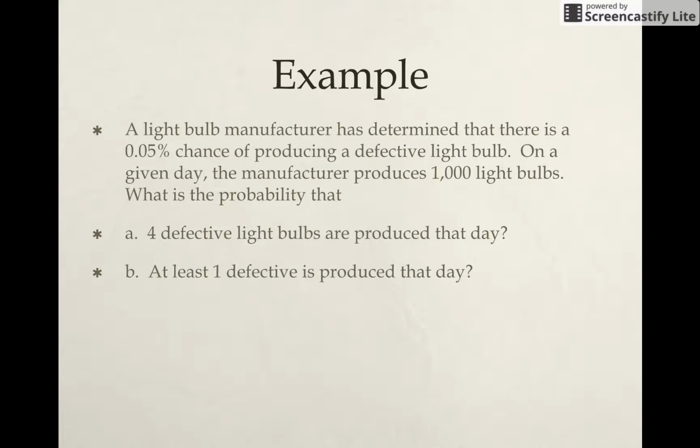When we examine this scenario, we can see that it is binomial. We have 1,000 independent trials. That is, 1,000 light bulbs are produced, so each light bulb being produced is a trial of our experiment. We can see that the probability of success or failure, if we want to consider a defective light bulb a failure, remains the same. There's a 0.05% chance of producing a defective light bulb. And so we can apply the binomial probability formula to this context.